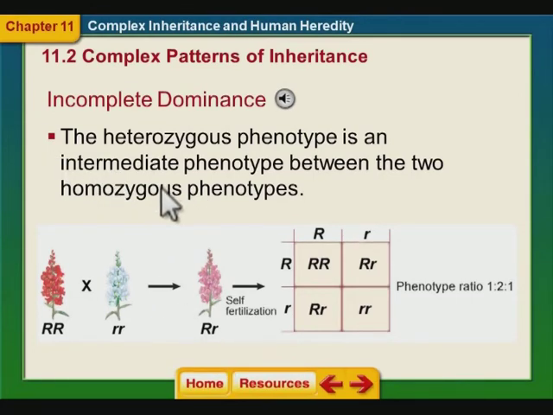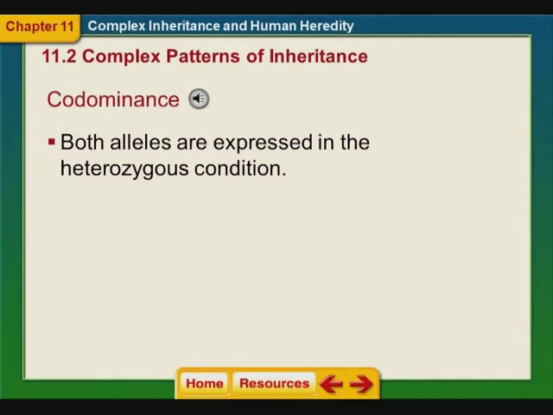sometimes it's just a little bit hard to remember. I just think of pink with an I in it and incomplete. So, red flowers and white flowers give pink, and that's an example of incomplete dominance. If you have a better way to remember it, then let me know.